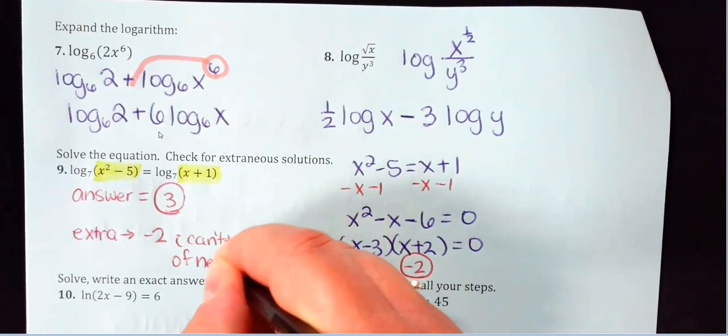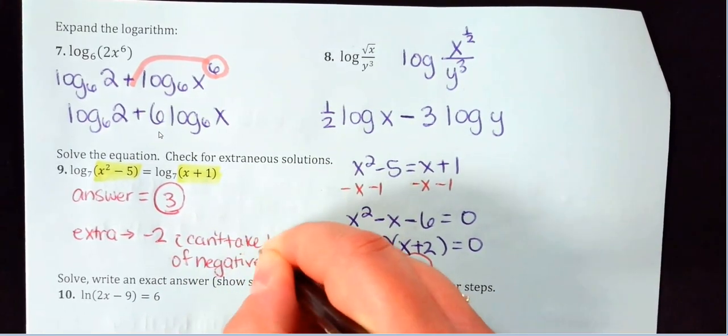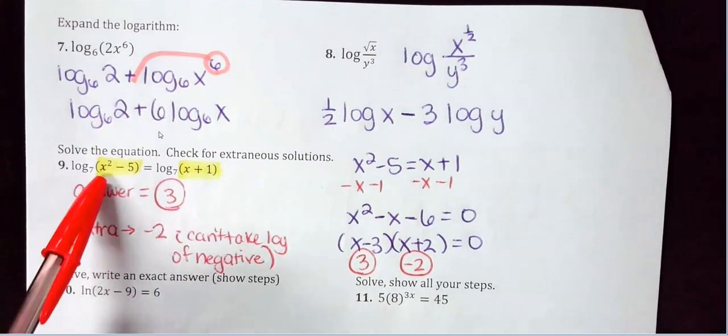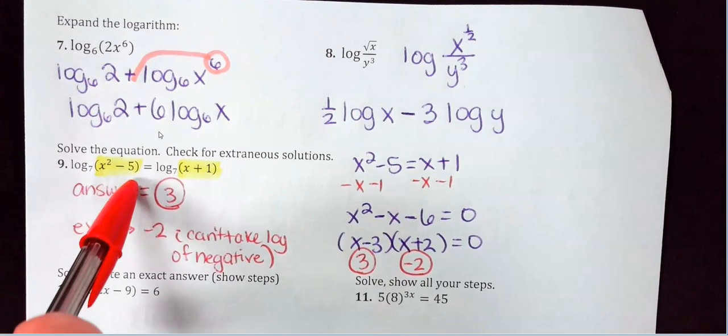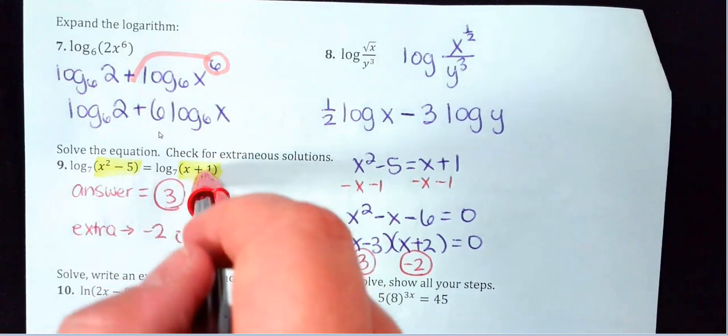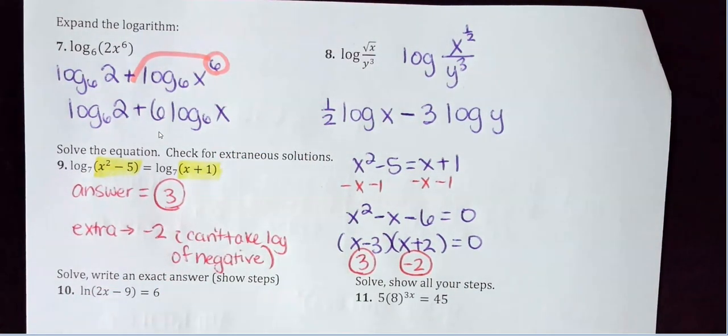You've got to remember that. That's what can give you a possible extraneous solution here. If I plugged in -2 and squared it, that'd be 4, but then I'm subtracting 5, so that's causing me to take the log of a negative. It would also cause me to take the log of a negative on the other side. It really only needs to mess up one of them.